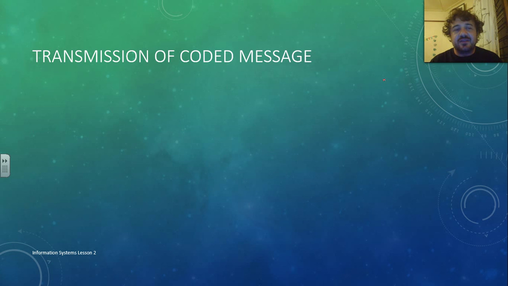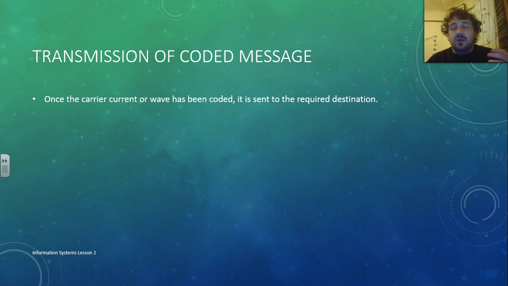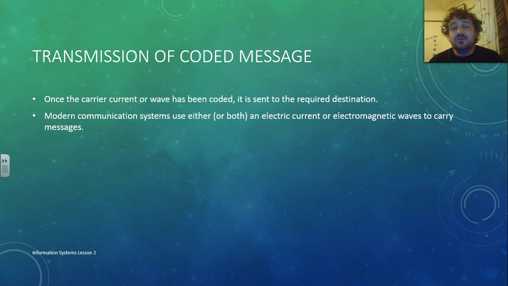Okay, so coded message, transmission. Once it's been coded, it needs to be sent to where it's going. That's the transmission. The transmission is the sending of it. Generally, we use electric current. So the electric current, the voltage, or sorry, the current increases or decreases, and that says yes or no. Or we can use electromagnetic waves to carry messages. Or a combination of both. So your computers use the ones and zeros, and they basically turn the signal on, which is the current high, and turn the signal off, current low.